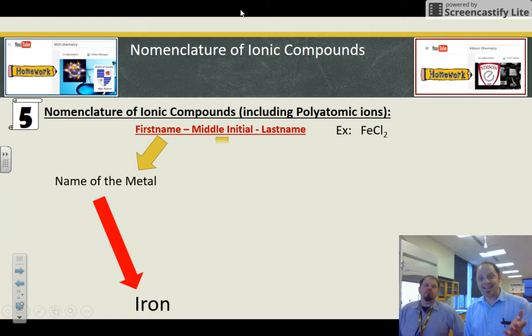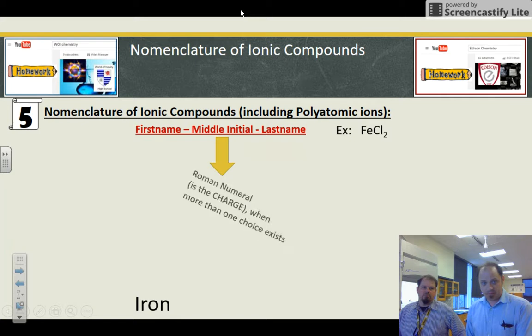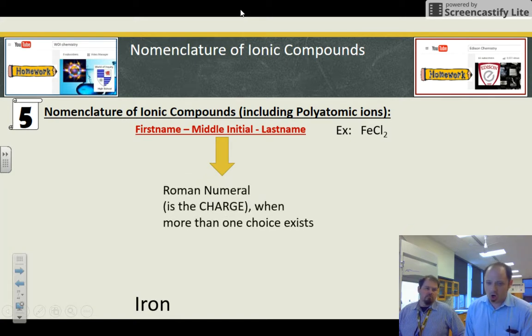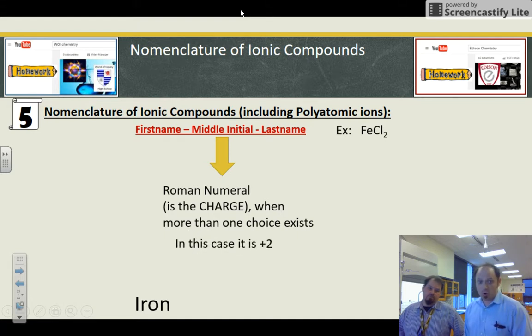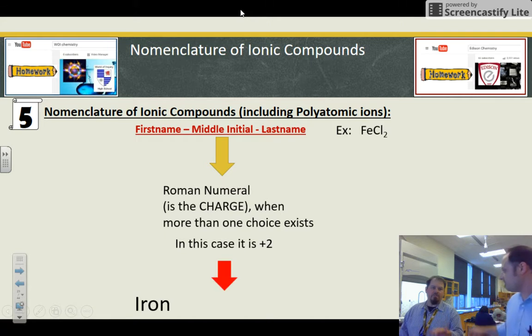The next part, we're going to do the middle initial. This is a Roman numeral that's the charge of the iron when more than one oxidation state exists. In the transition metals, we see +2s, +3s. There's a varied amount, so we might have to figure that out last. In this case, we're going to tell you it's 2, the Roman numeral 2. The iron is in a +2 oxidation state in this example. Later in the video, we'll make sure you know how to get back and check this.